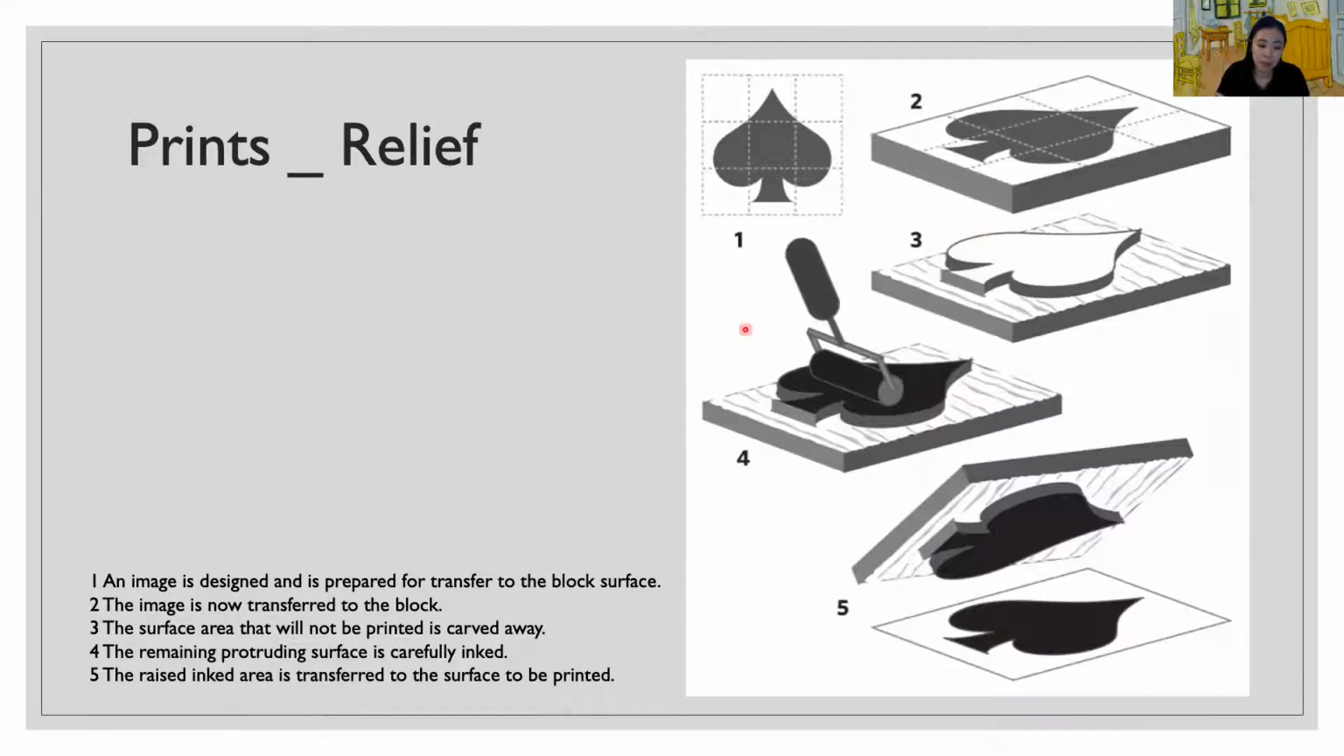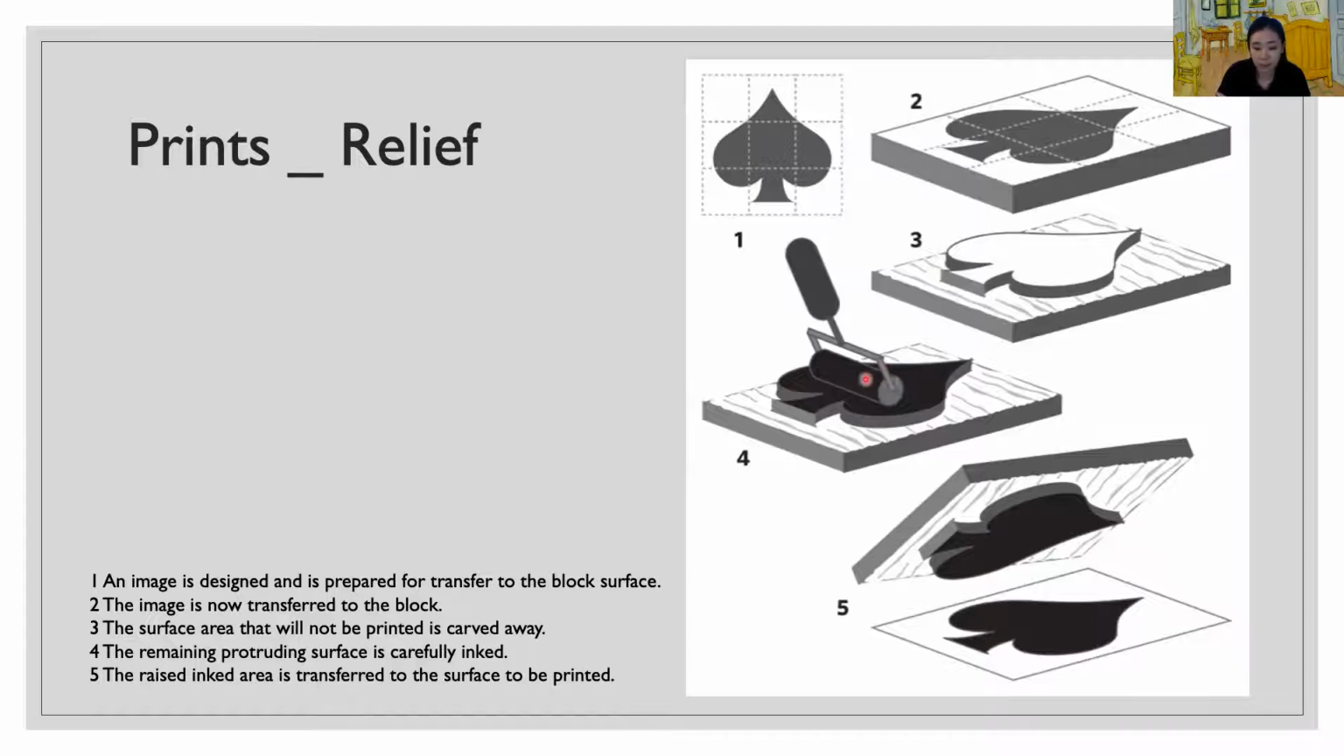So here is the process of relief printing. So first, there is an image that the artist want to make. And then number 2, the image is now transferred to the block. So many of artists use wood block or other softer block to make a relief printing like this. And then the surface area that will not be printed is curved away like this.